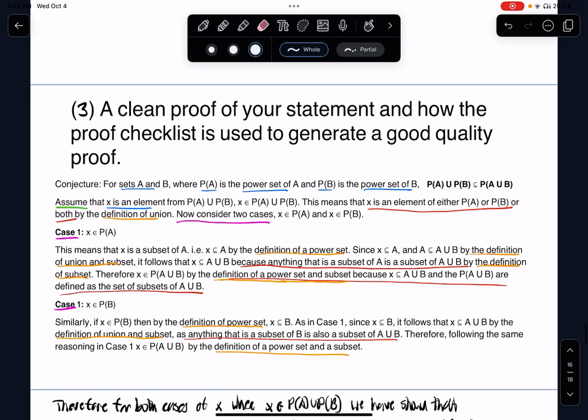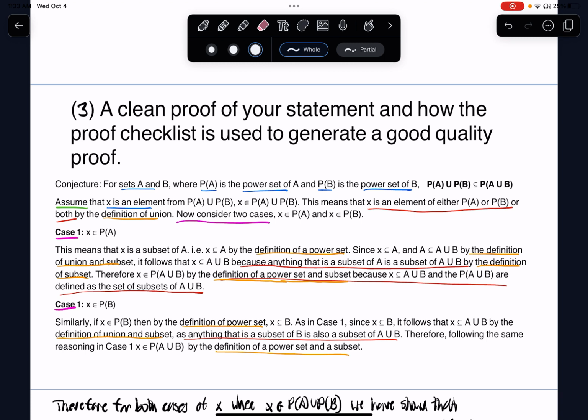So here's my clean proof of my statement. I start with my conjecture that for sets A and B, where P of A is the power set of A and P of B is the power set of B, the power set of A union the power set of B is a subset of the power set of A union B. I assume that X is an element of the power set of A union the power set of B.